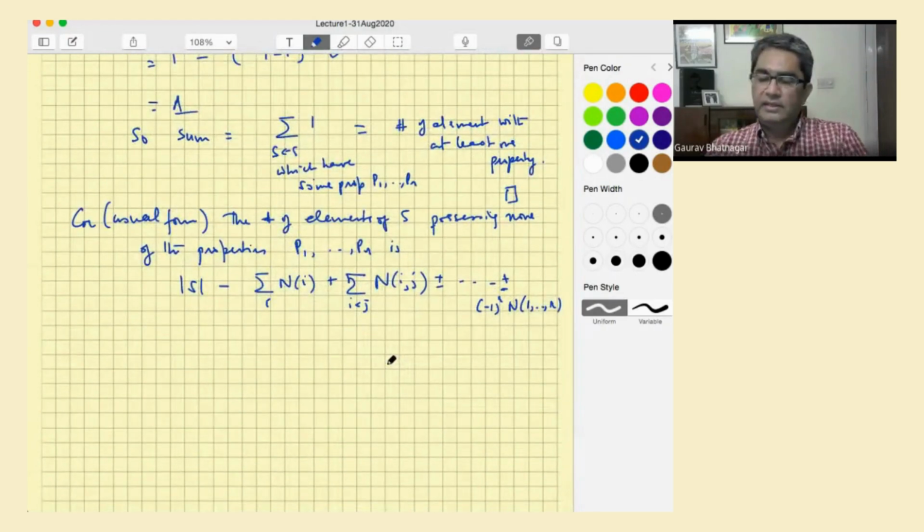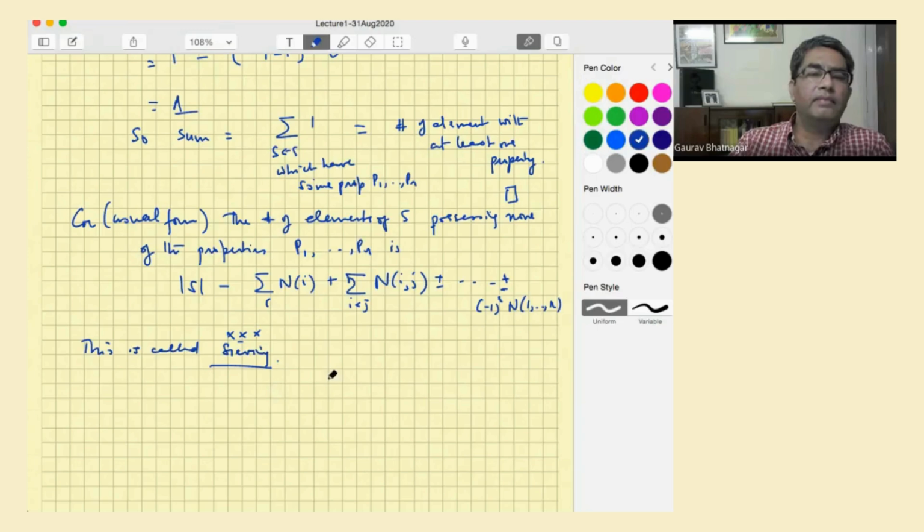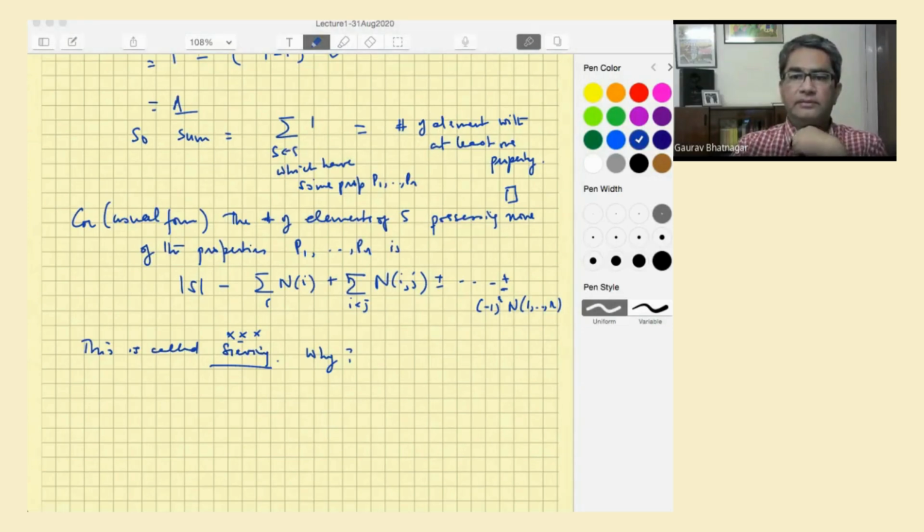Okay, any questions? So this is called sieving. So why is it called sieving? Any questions so far? Any questions? Okay, so here's an example.